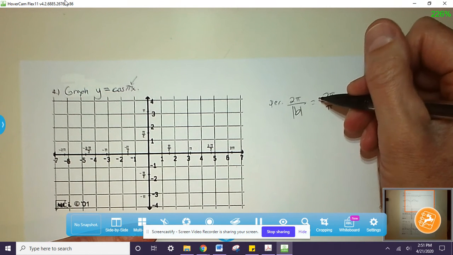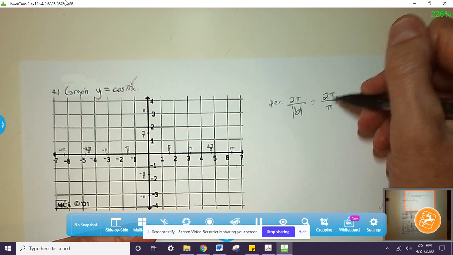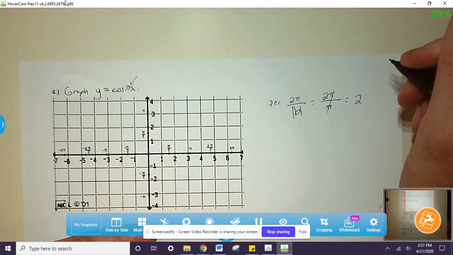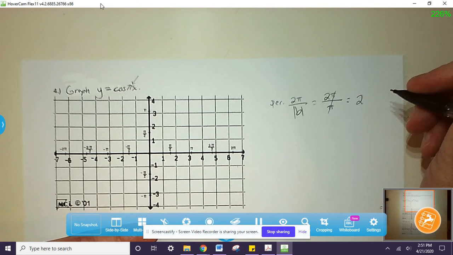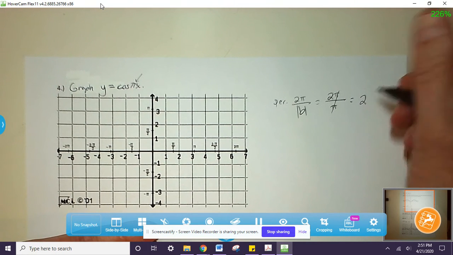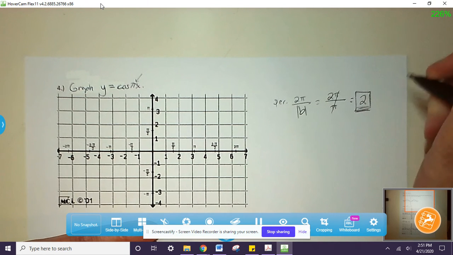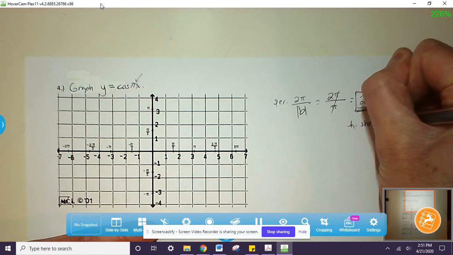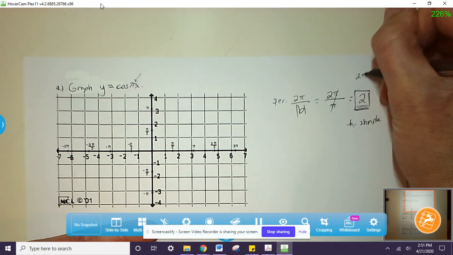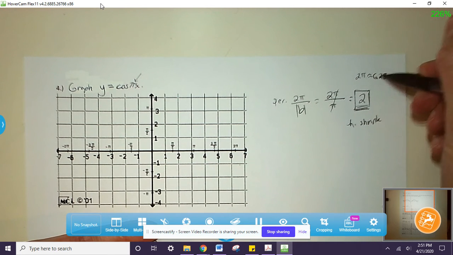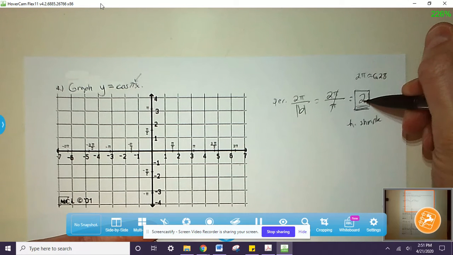But what we're going to have here is 2 pi over pi, which reduces to 2. So the period does not have to be in terms of pi. We've seen that before, but we've never graphed that by ourselves before. So with a period of 2, first question is that a horizontal stretch or horizontal shrink? That's going to be a horizontal shrink because the period is usually 2 pi, and 2 pi is about 6.28. So our period went from 6.28 all the way down to 2. So that's a smaller period, which makes it a horizontal shrink.